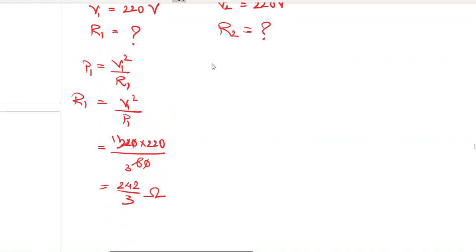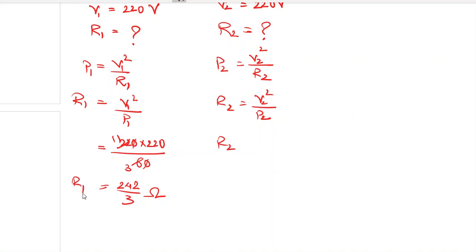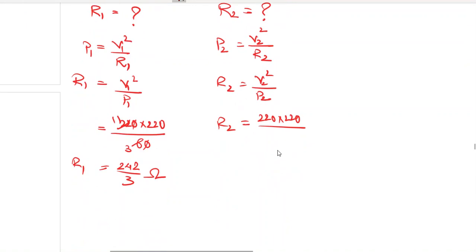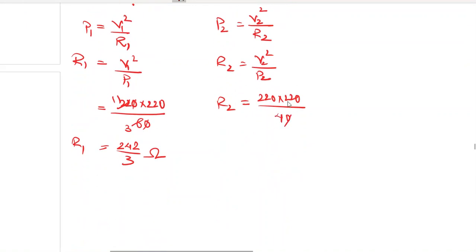In second also I'll do like that. So P2 will be V2 square upon R2. So R2 will be V2 square upon P2. So R2 will be V2 square, which is 220 multiplied by 220 upon the power of the second bulb is 40. Right? So 2 2s are, 2 11s are, 2 11s are. So R2 will be equal to 121 ohm. Okay, so we got both the resistances.